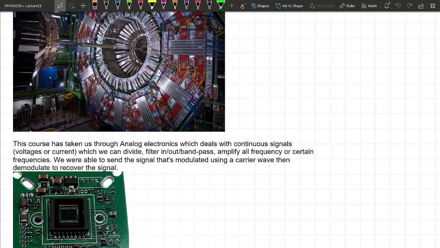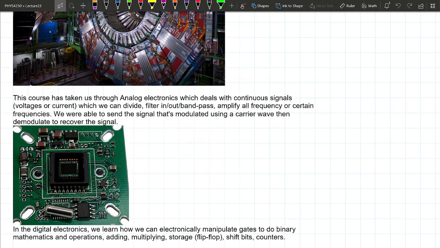So in this class, so far we have done analog stuff and digital stuff, right? The analog stuff deals with signals of all frequencies or certain frequencies. You can multiply them, you can divide them, you can modulate them. Remember, we did that modulation stuff. For example, you can find this little modulation chip inside your modem. Don't break your modem apart to look for this, but this is basically the little multiplier chip that you put in when you did the modulation lab, right?